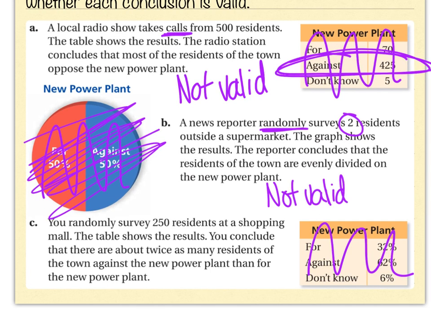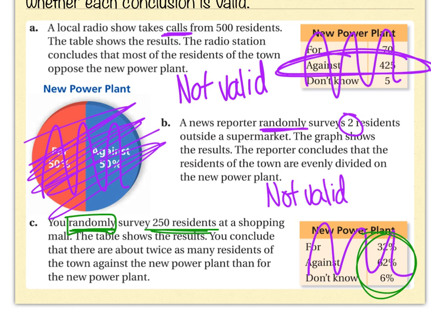And then example C, you randomly survey. Okay, randomly, that's a good word here. I like the word random. 250 residents. Well, that's a large amount of residents there. At a shopping mall, the table shows the results. And you can see the results are still, you got more people that are against it than for it, but you randomly did it, right? And it says at a shopping mall.